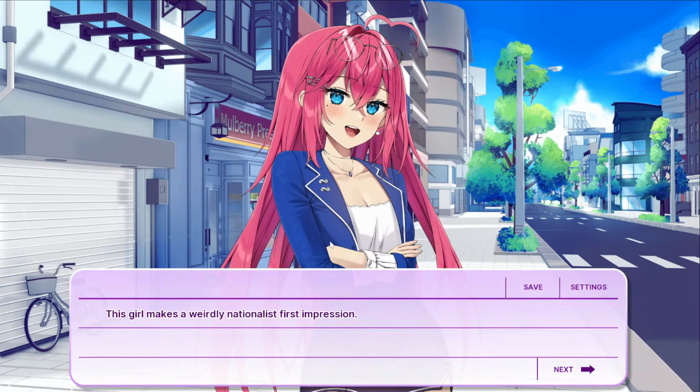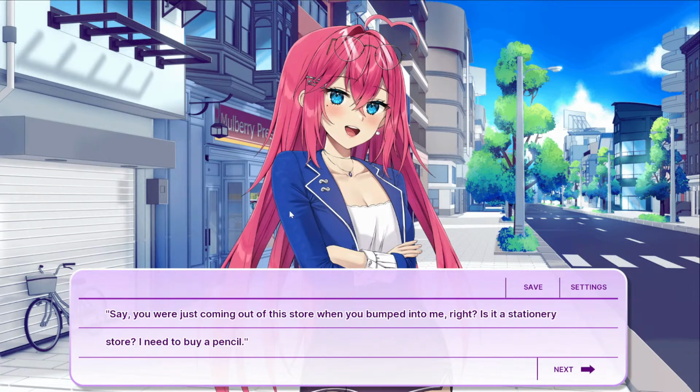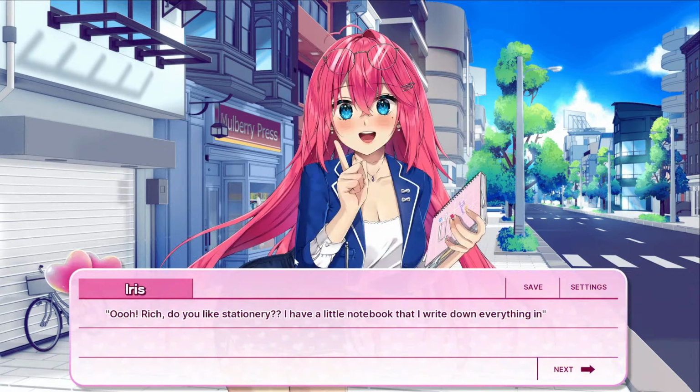Girl makes a weirdly nationalist first impression. Hey, you were just coming out of the store when you bumped into me, right? Is it a stationery store? I need to buy a pencil. Oh, Rich, do you like stationery? I have a little notebook I write everything down in.